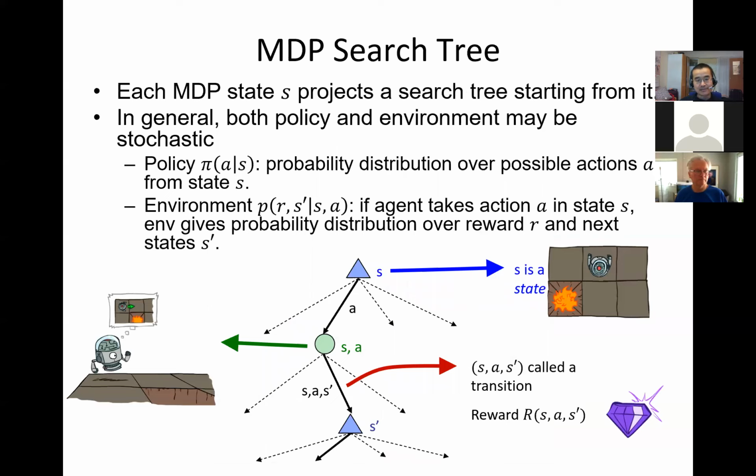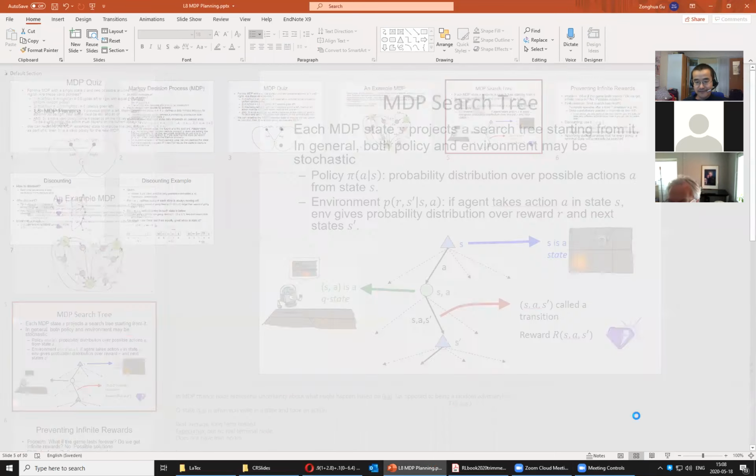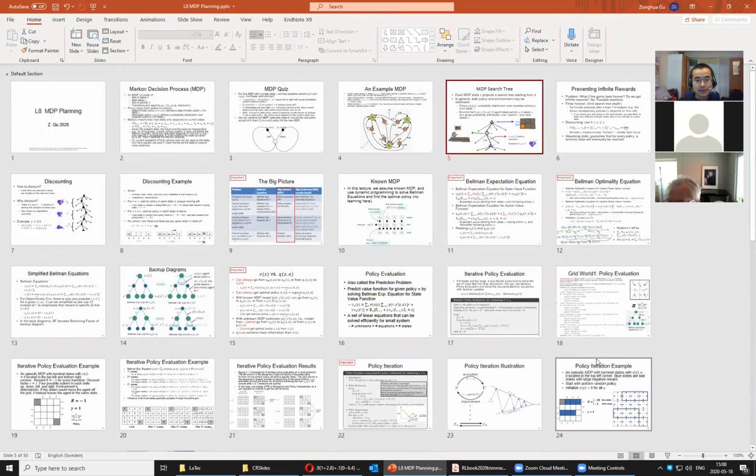The MDP search tree is like a two-player game. The actor plays an action based on the policy, and the environment plays a response to return a reward and the next state. For most of the parts, I'll skip because I discussed them last time. I'll just highlight some parts that I changed.